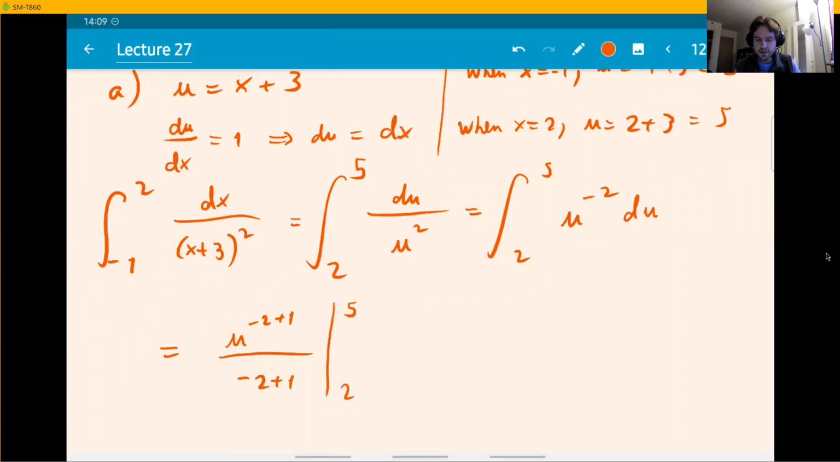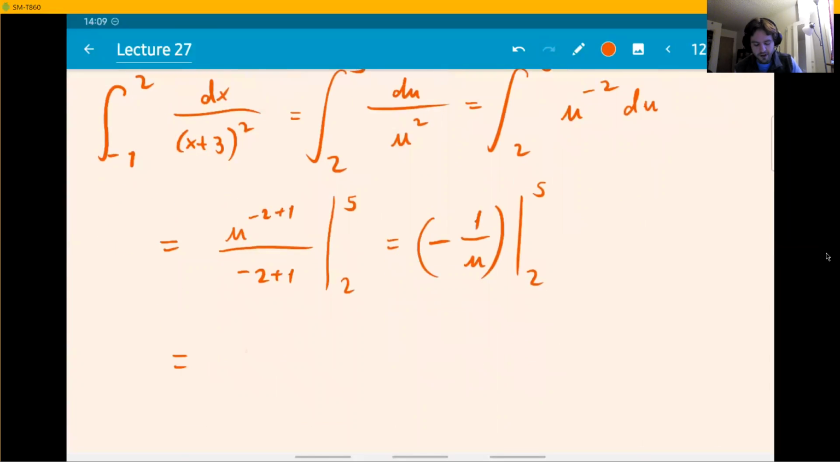There's no plus c here. You could have had a plus c inside of this part, but then it goes away when you do the subtraction of the two values. So what is this number going to be? Let me just simplify the function first. That is the same thing as -1 times u to the -1, so -1 over u. That is the function that we have between the numbers 2 and 5. What that means is evaluated at 5 minus evaluated at 2.